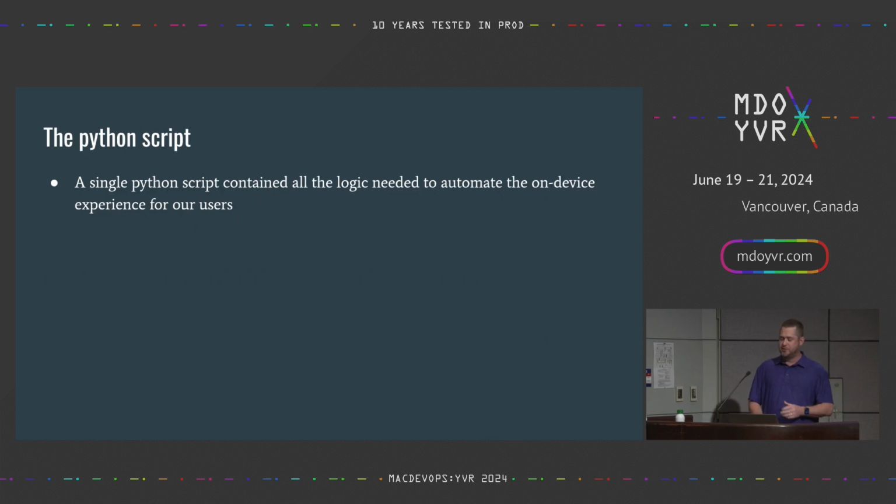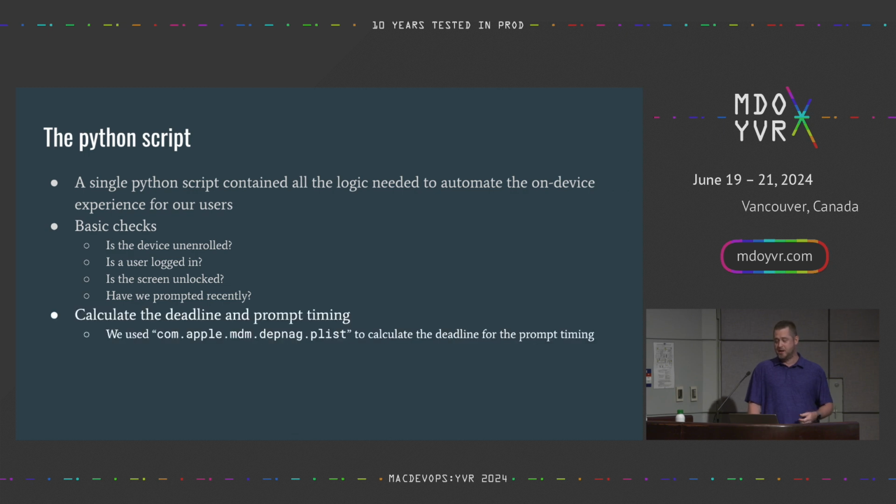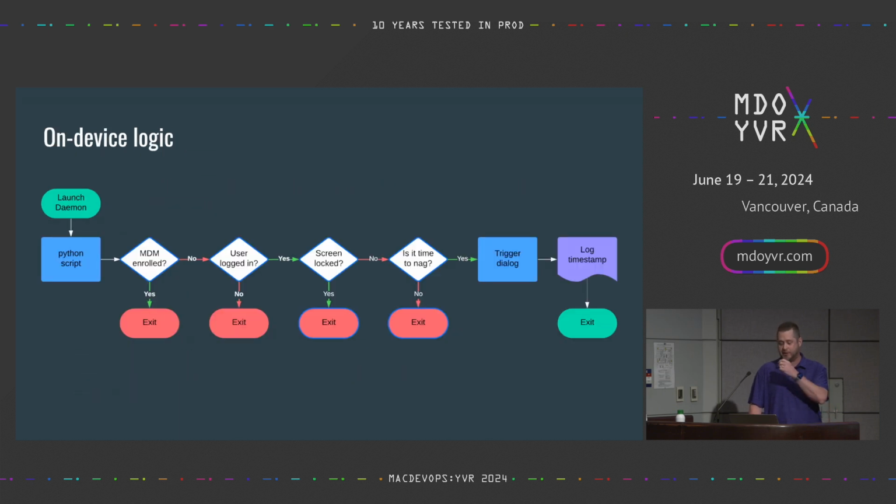So this single Python script contained all the logic we needed to automate the on-device experience for the users. It had basic checks like, is the device enrolled? Is the user logged in? Is the screen locked? Have we prompted them recently already? We used Apple's DEP NAG plist to calculate that enrollment deadline and then to schedule our prompt timing. And then the script ran the familiar sudo profiles renew type enrollment command as the user to trigger that dialog when it needed to be. And then we logged it all to a single file. So if a user ran into trouble, there was one thing they could grab and give to us, and we could see maybe what happened.